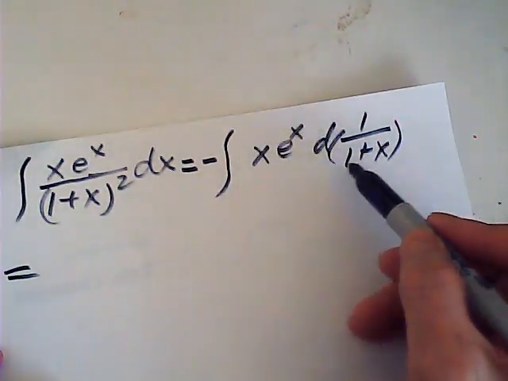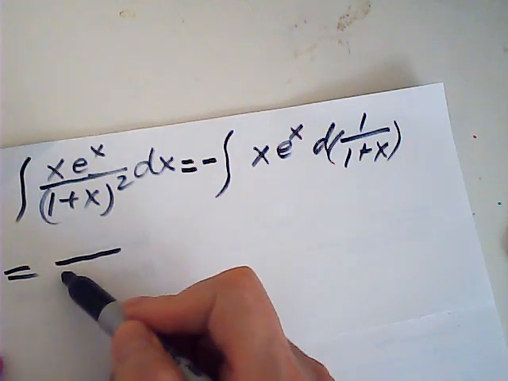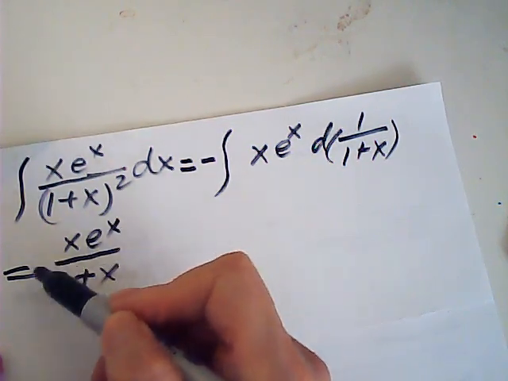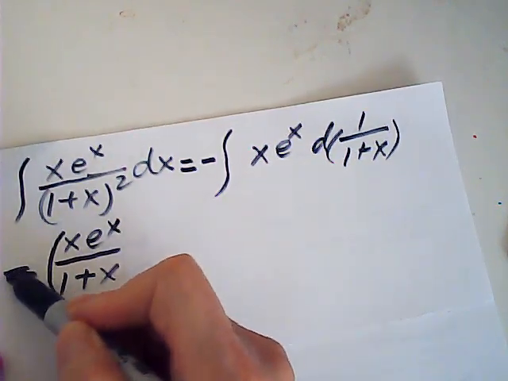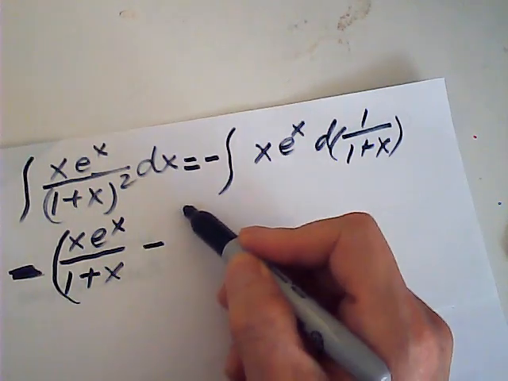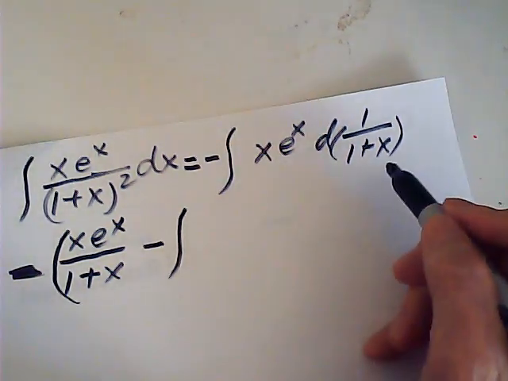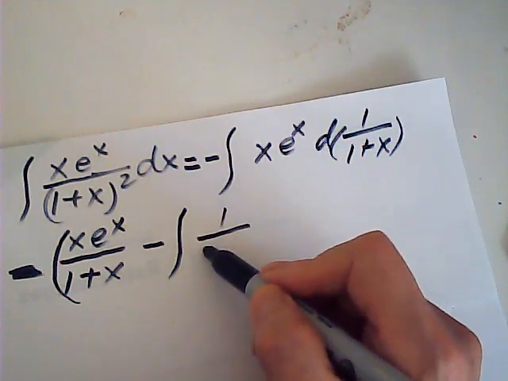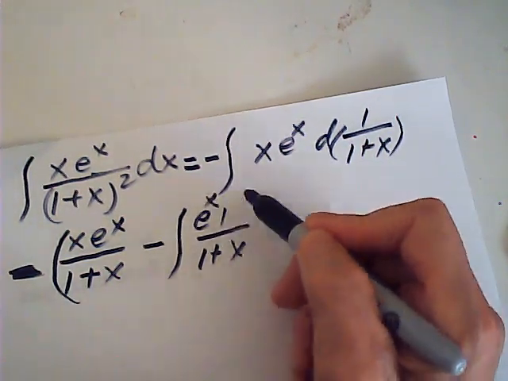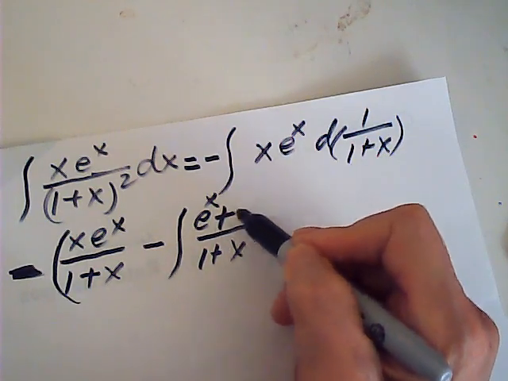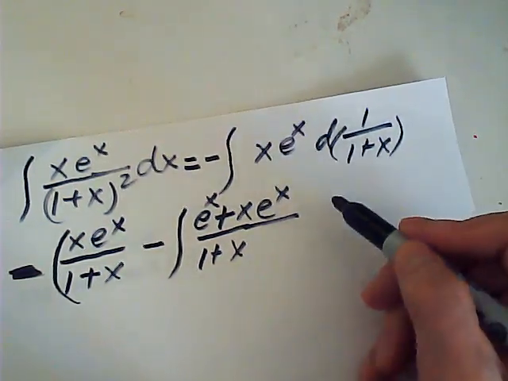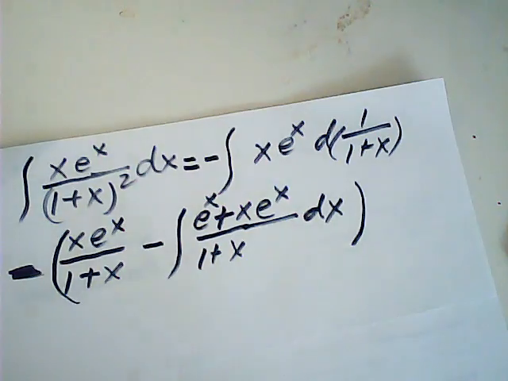This is u, this is dv. So it becomes negative, uv, this is u, this is v, minus the integral of v du. v is this, du is this, is e to the x plus x e to the x, that is the derivative of this with respect to x, right, then dx.